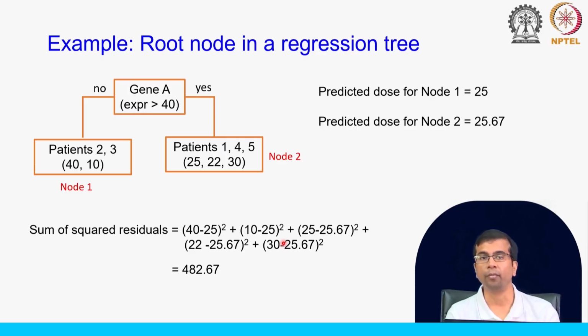By these predictions, how much is the error in this data? This is how we will calculate the sum of square residuals. We know the predicted dose is 25 for node 1 and 25.67 for node 2. We take the square of the residuals and sum them up, so we can get a number here. This is if we choose gene A as our root node and expression value greater than 40 as our criteria.